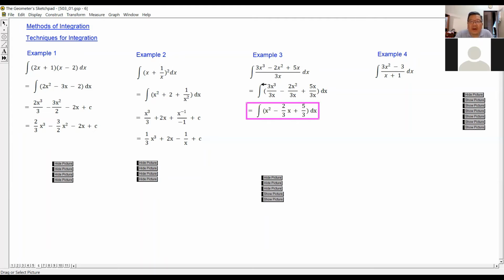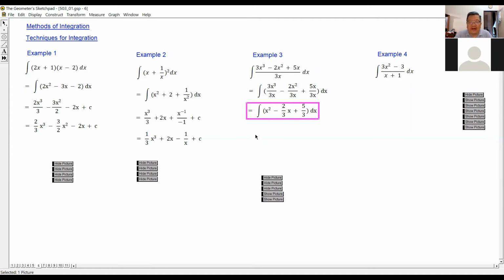So far, what we have been doing is just simplifying the function. From this step to this step, we break them up. From this step to this step, we divide them one by one. So far, we have not done the integration yet. The integration sign is still there.